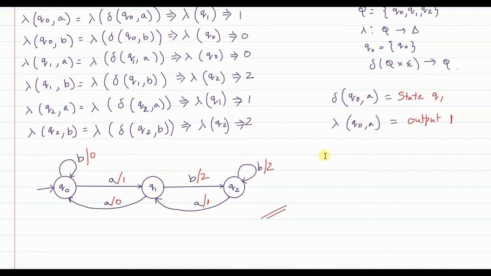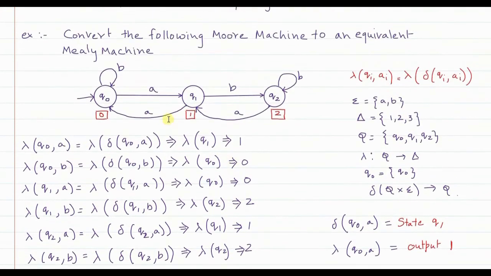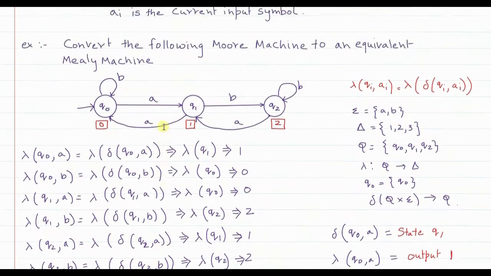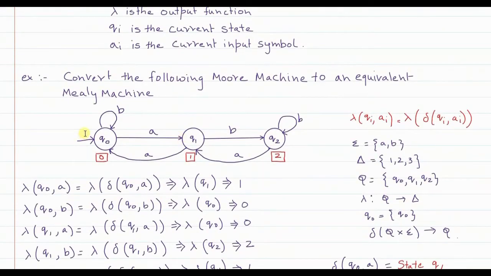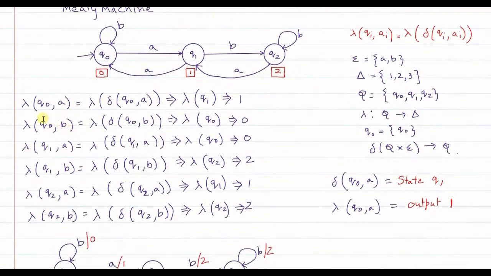So this is an equivalent Mealy machine for the given Moore machine. Whenever you are converting a Moore machine to a Mealy machine, it's very simple. You have to remember this formula, and then you have to use the formula for every state and for every input. You will get the outputs, right?